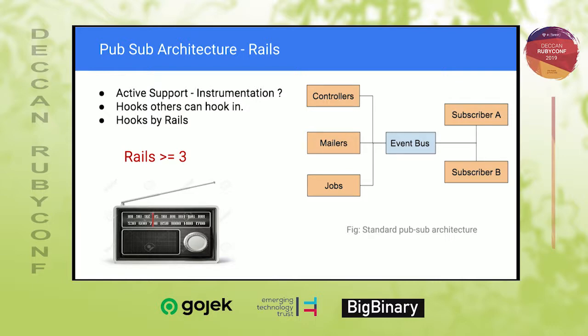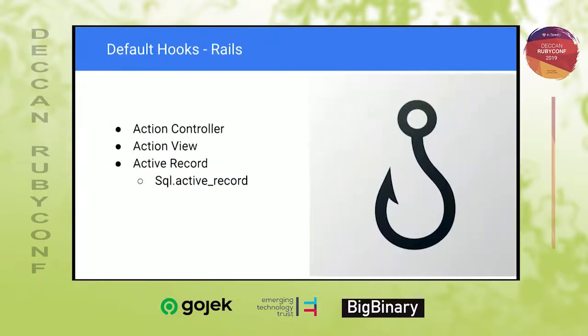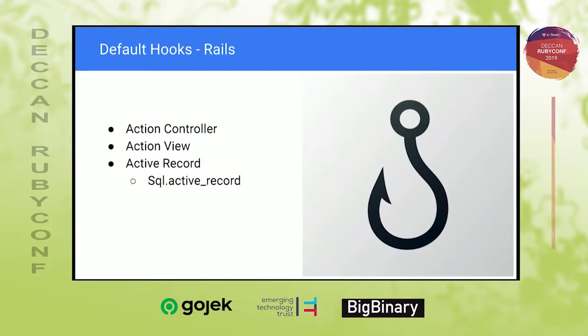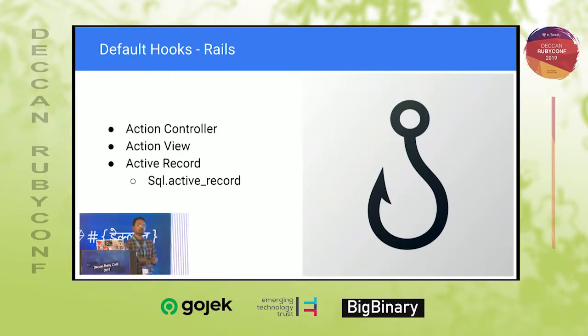This is kind of that thing. Your Rails application is already broadcasting certain events. You just need to tune to particular data points to listen to those particular events. So what are the default hooks, or the default notifications, that Rails sends? There are default hooks for action controller, and there are hooks for views and SQL as well.